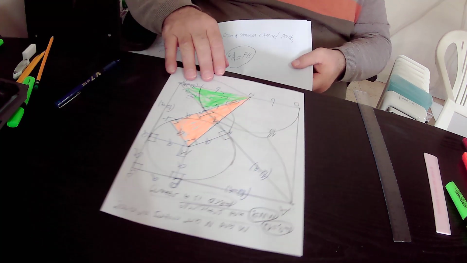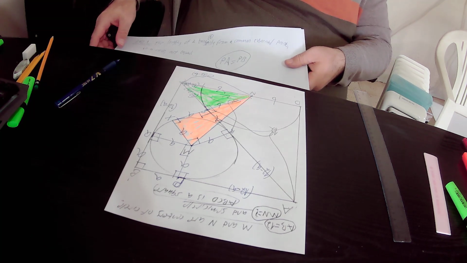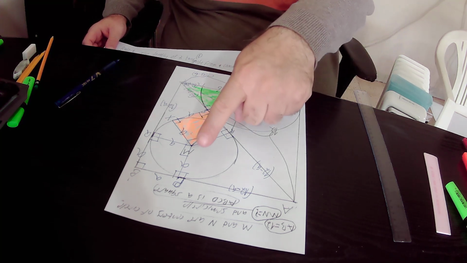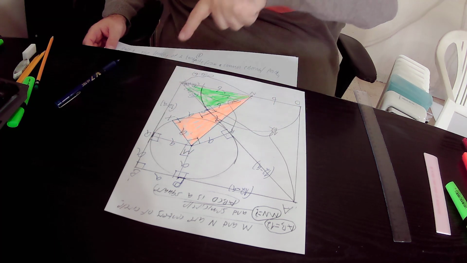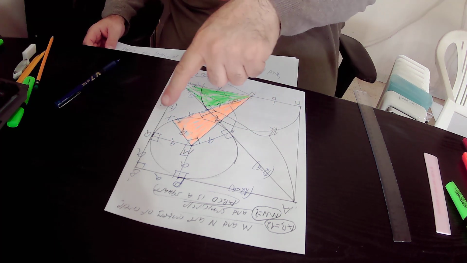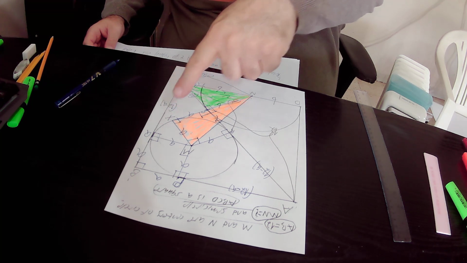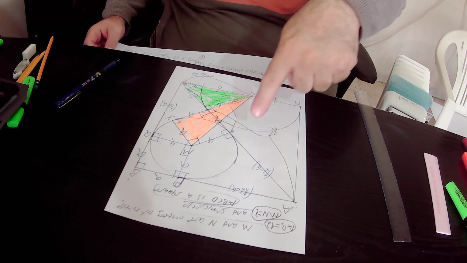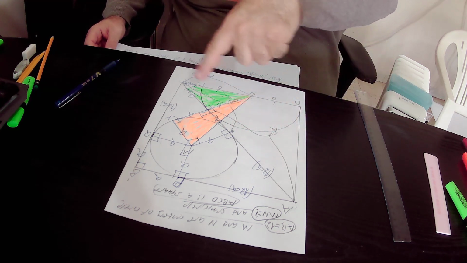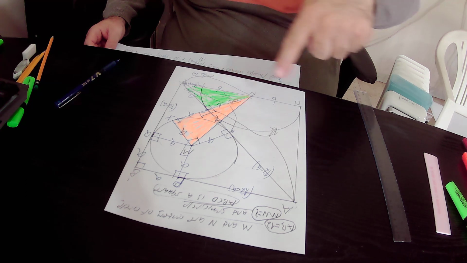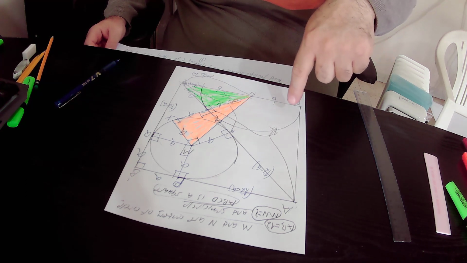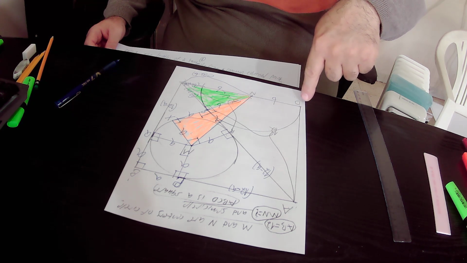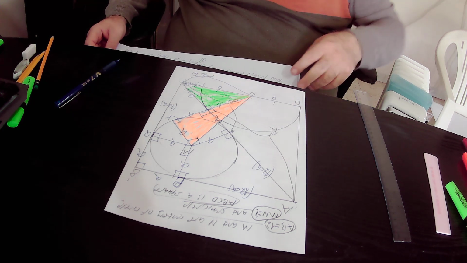We defined the point of tangency of tangent AB with this circle as point P. We define the point of tangency of tangent BC with this circle as point Q. We define the point of tangency of the tangent AC with this circle as point R. We define the point of tangency of tangent AC with this semicircle as point S. And we define the touching point of the semicircle with side DC as point T.